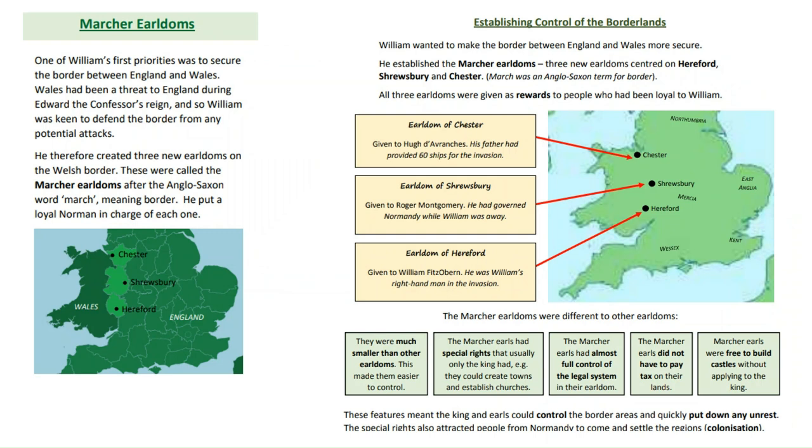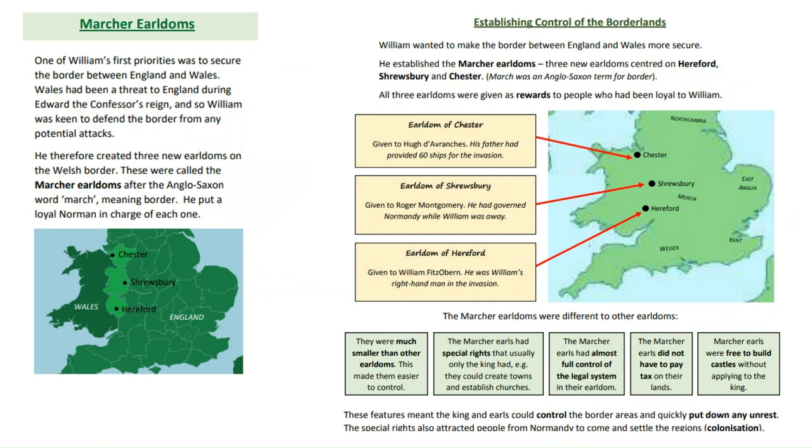He established these Marcher earldoms, and all 3 of these earldoms were given as rewards to people who'd been loyal to William. You can see the earldom of Chester, Shrewsbury, and Hereford. So these are people that are important to William, people that have done a great deal for him. The Marcher earldoms were different to the other earldoms. They were much smaller, which made them easier to control because they were expecting trouble from Wales.